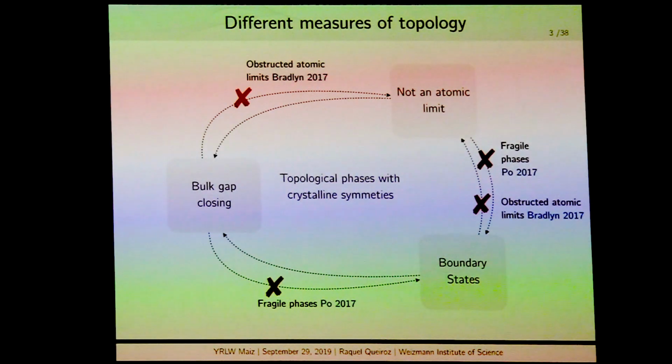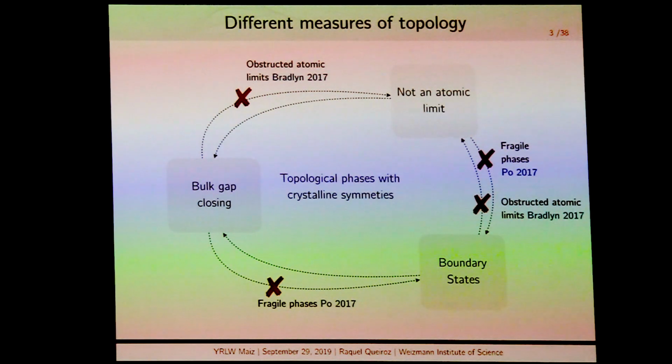Nowadays, we have crystalline symmetries, and these correspondences become way more subtle. For example, you can have bulk gap closing transitions between different atomic limits. Those are so-called obstructed atomic limits. We can also have systems which do not really have a localized description and are separated by bulk gap closings, but they don't necessarily have boundary states. Those are, for example, fragile phases. And Raquel already introduced us to these concepts very nicely this morning.